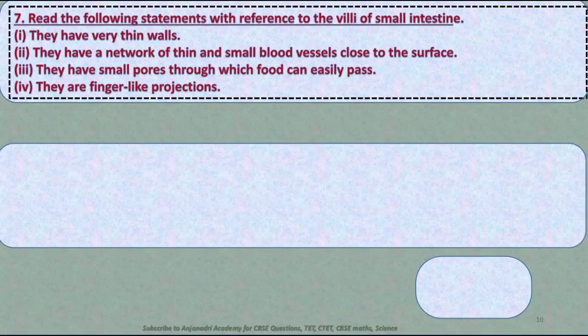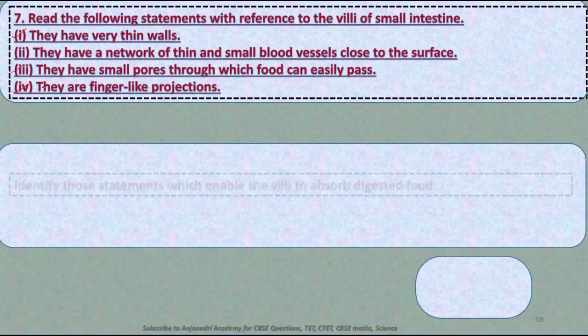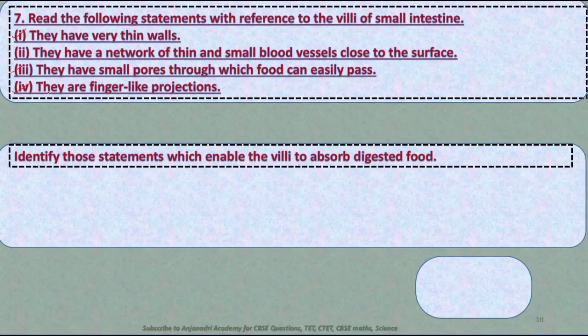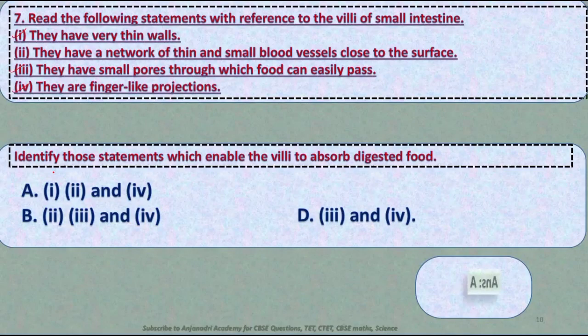Now consider these statements with reference to the villi of the small intestine. They have very thin walls. It is true. They have a network of thin and small blood vessels close to the surface. It is also true. They have small pores through which food can easily pass. It is an incorrect statement. They are finger-like projections. It is also a true statement. Let us see the question: identify those statements which enable the villi to absorb digested food. Options 1, 2 and 4 are correct. Therefore, the answer is option A. Let us move to the next question now.